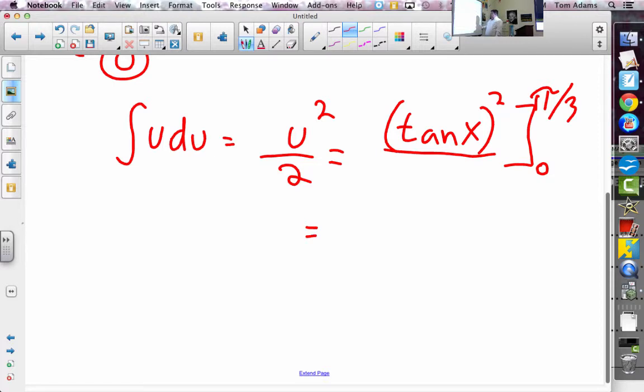Wait, why'd you get rid of the over 2? Oh, I shouldn't have. You're correct. My mind goes faster than my hands and my lips. But you're correct. The 2, we can't ignore that. It doesn't go away. So now what I'm going to do is take the upper boundary.